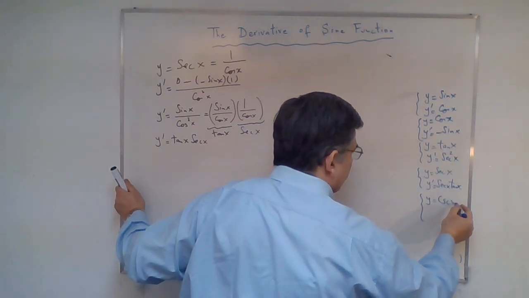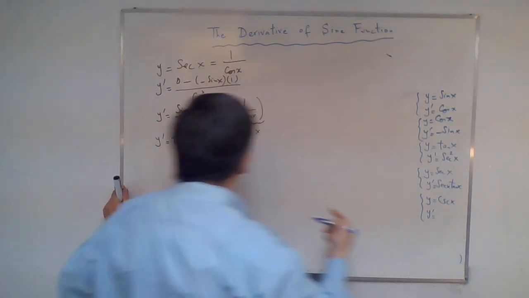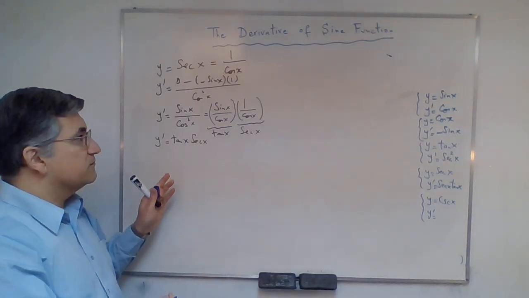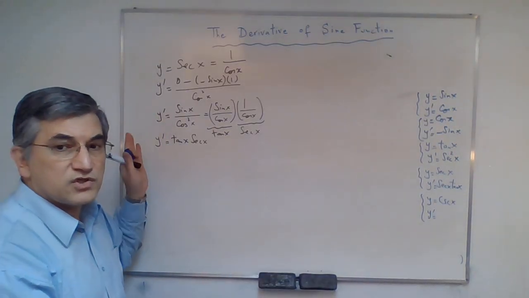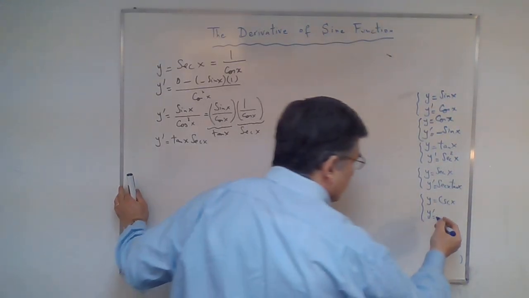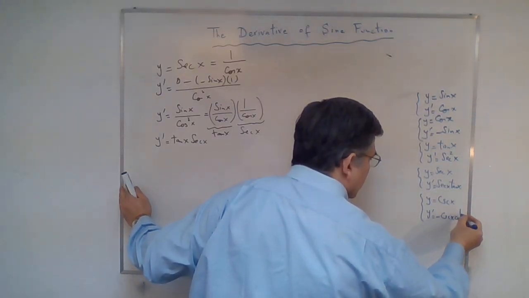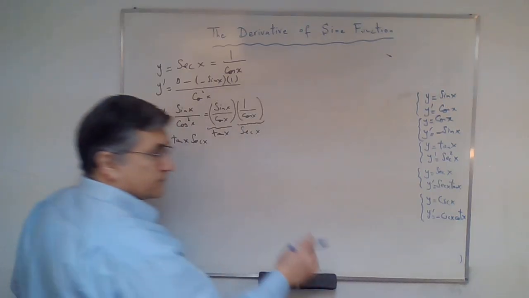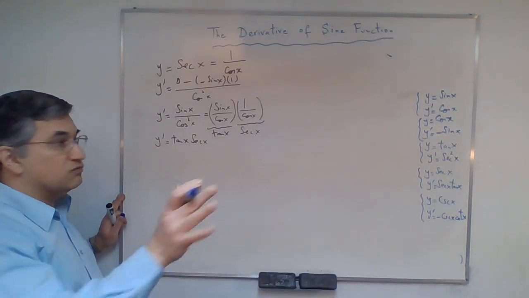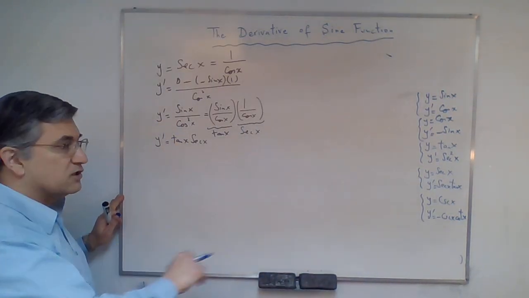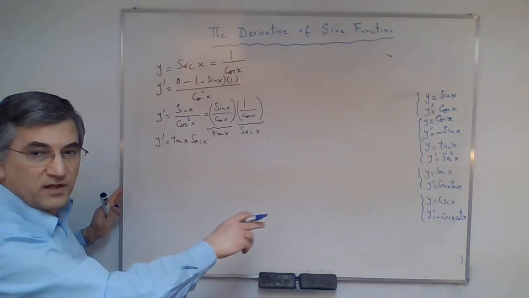For the cosecant of x, I'm not going to do it, but I suggest you do it by yourself using the same technique you just learned. And the result would be negative cosecant of x times cotangent of x. That's the result. And I trust you would do it by yourself. You would derive it. You would prove that formula.